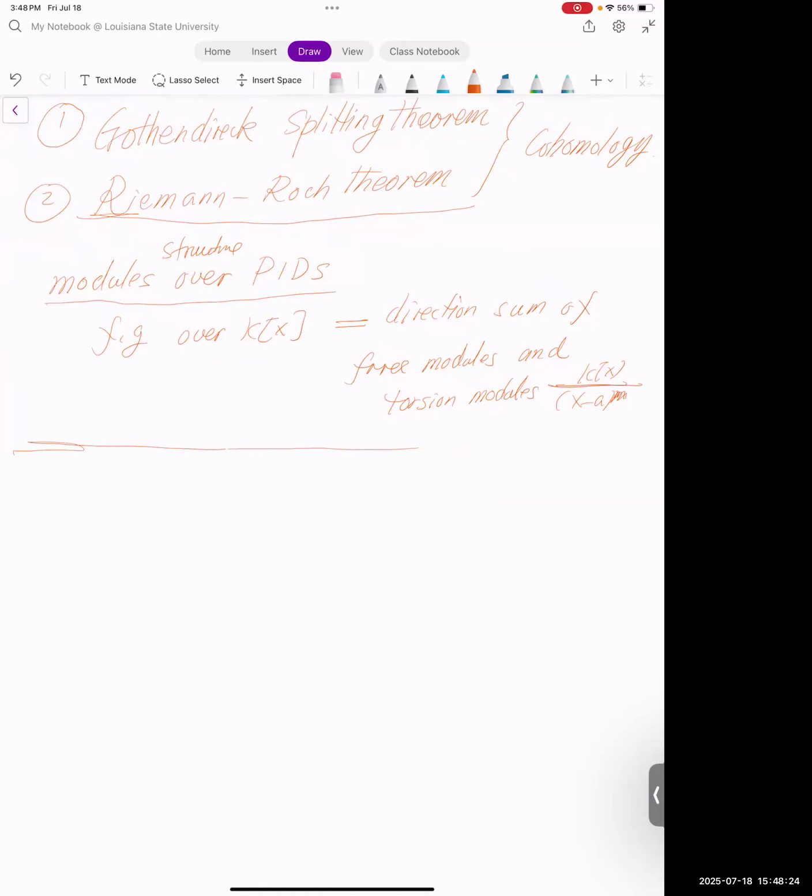Now let's think about the scheme version, which is Grothendieck's splitting theorem. We know we have this wonderful enlargement of categories. Commutative rings are now embedded in schemes, in the opposite embedding, I should say.